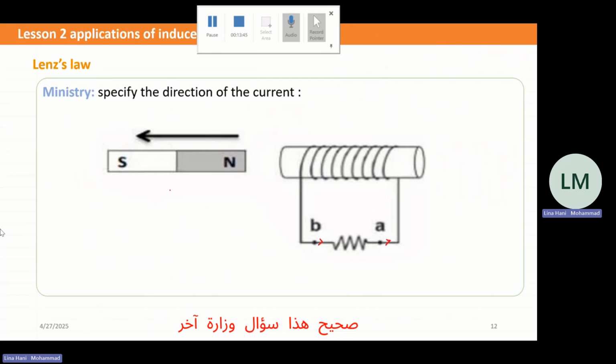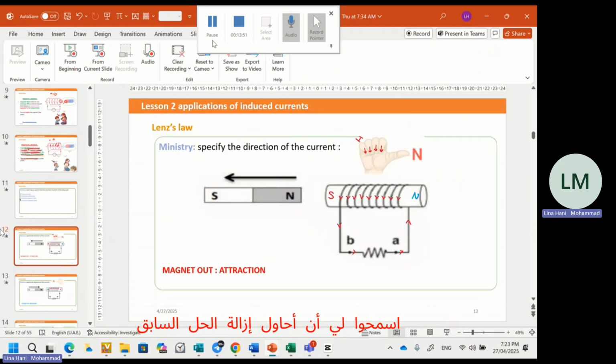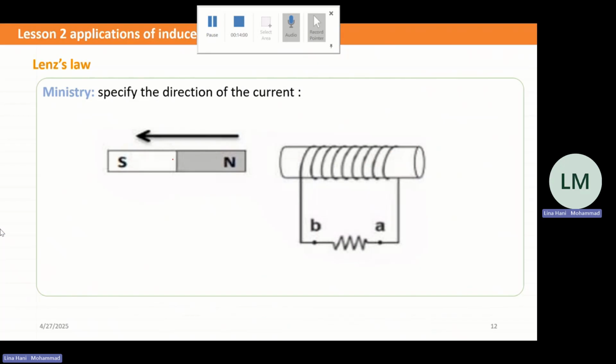Right, this is another question. Let me try to remove the previous solution. Specify the direction of the current.